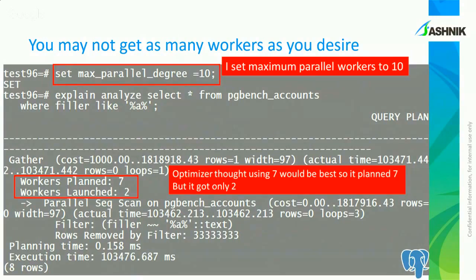Now, this max parallel degree is not exactly the degree of parallelism. It does not mean that there will be 10 worker processes. Actually, there would be one more than the number of worker processes, because there will be one process which is trying to collate all that data, which is the master node, or the master process.